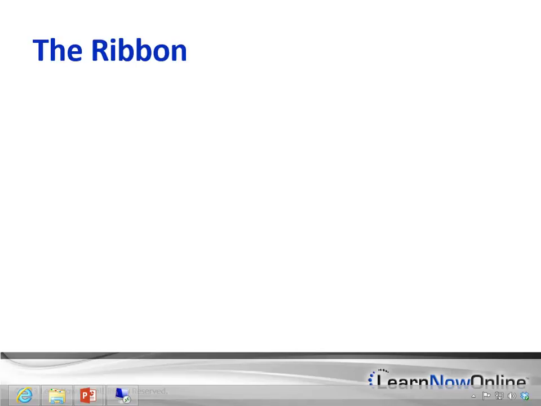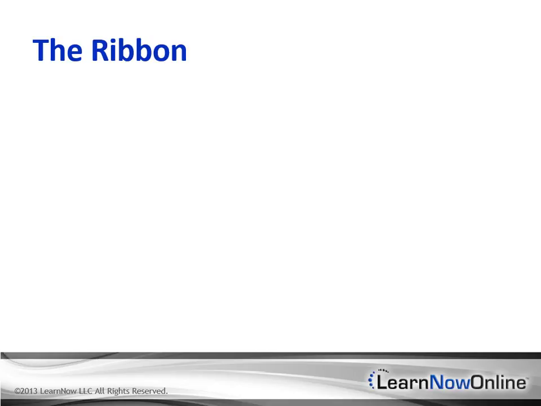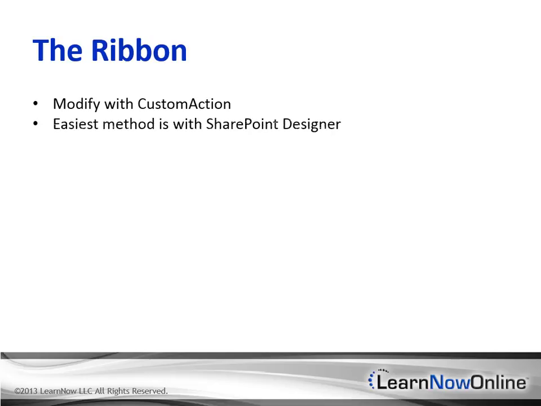Okay, now we're going to talk about the ribbon, and you can modify the ribbon with custom actions, but it's a little bit more complicated than the examples that I've been shown so far. And the easiest way to actually get started building custom actions for the ribbon is to use SharePoint Designer, and that allows you the creation of custom actions for list item menu, display form ribbon, edit form ribbon, new form ribbon, and view ribbon. Again, the ribbon is modified using the custom action element.